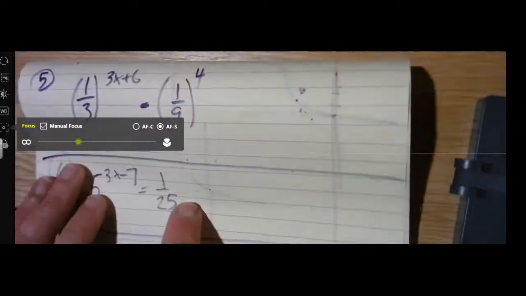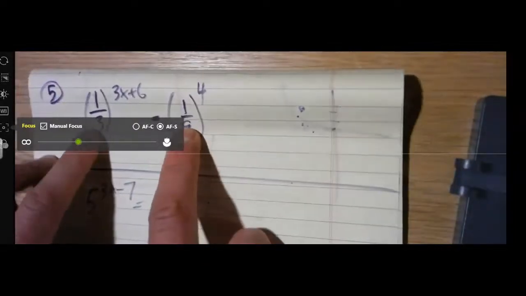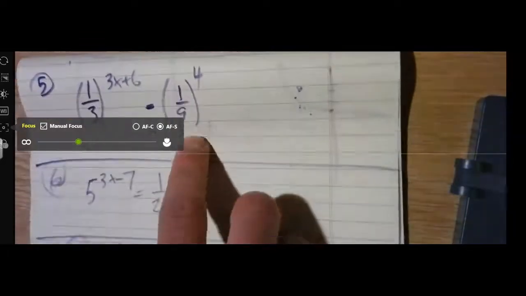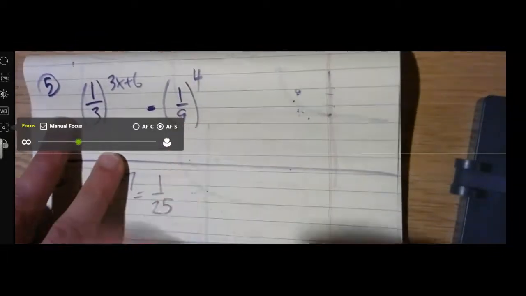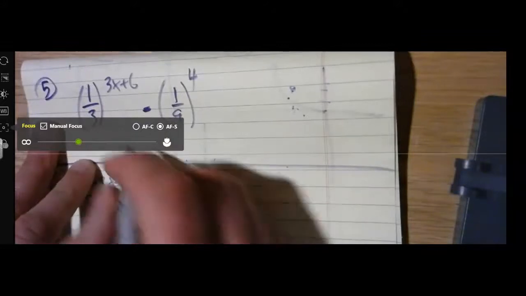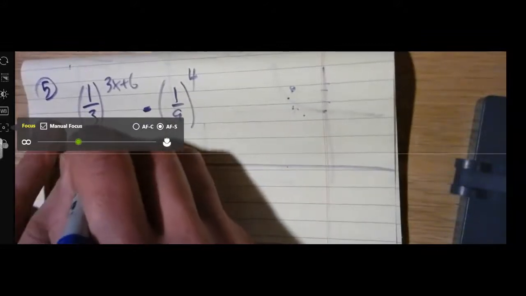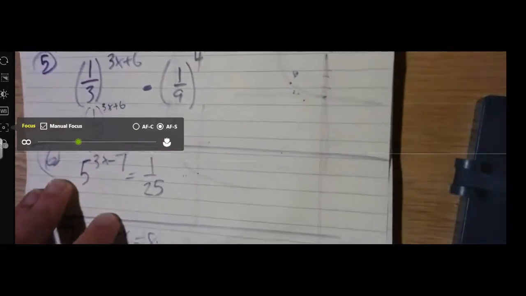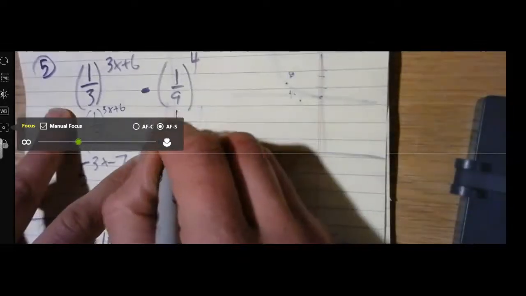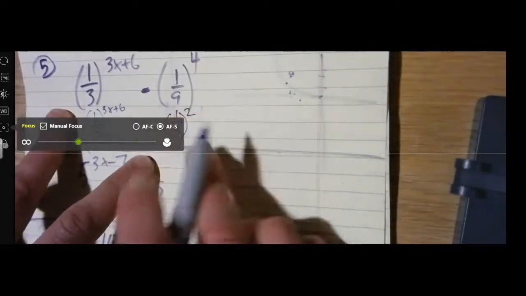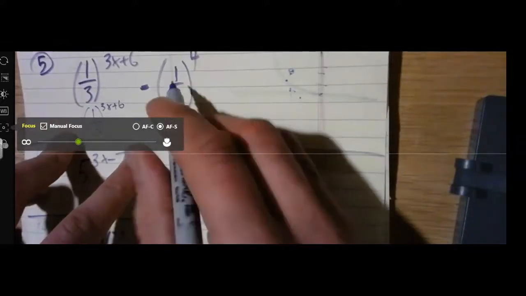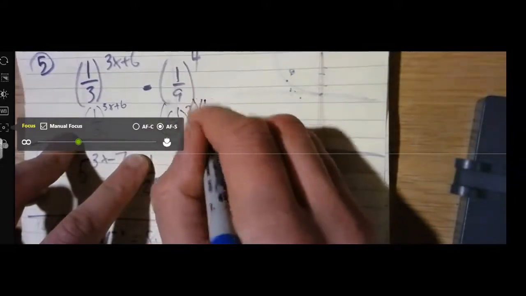here's number 5. Now the key with trying to solve this problem is to try to get the same base, because if you get the same base, then you could set the exponents equal to each other and then solve. So that's the idea. So since 1/3 is related to 1/9, this one's already 1/3, so I'm going to leave that way. So I have 1/3 to the 3x plus 6. I leave that the way it is, and then over here I'm going to change 1/9 to 1/3 to the second power, because 1/3 times 1/3 equals 1/9. So that's 1/9, but then that is to the 4th power, because it's 1/9 to the 4th power.